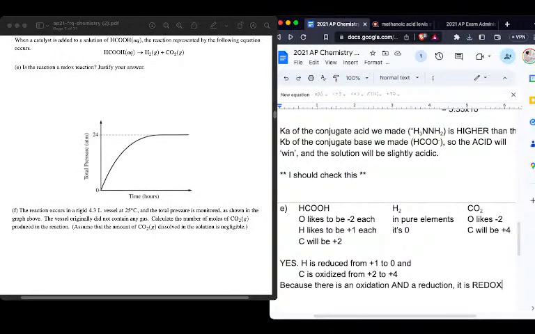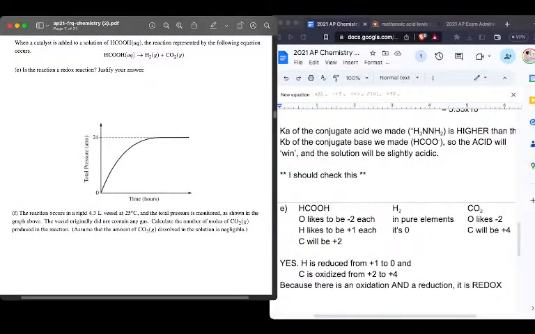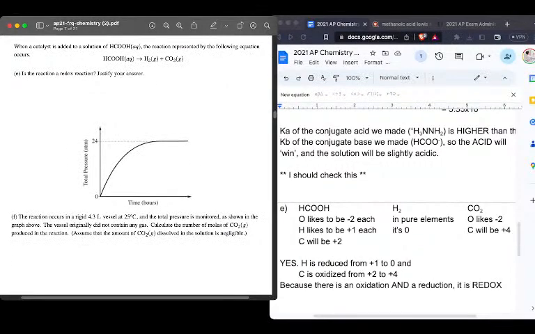Good for you. And the reaction occurs in a 4.3 liter vessel at 25 Celsius. The total pressure is monitored, and as shown, it grows and then flattens out at 24 atm. The vessel originally did not contain any gas. Calculate the number of moles of CO2 produced in the reaction, assuming that CO2 dissolved in the solution is negligible. They didn't give us information about the original solution. So it must be to do with the fact that it's 24 atm of gas. 24 atm is a pressure. They gave us a volume, they gave us a temperature, and they want number of moles.